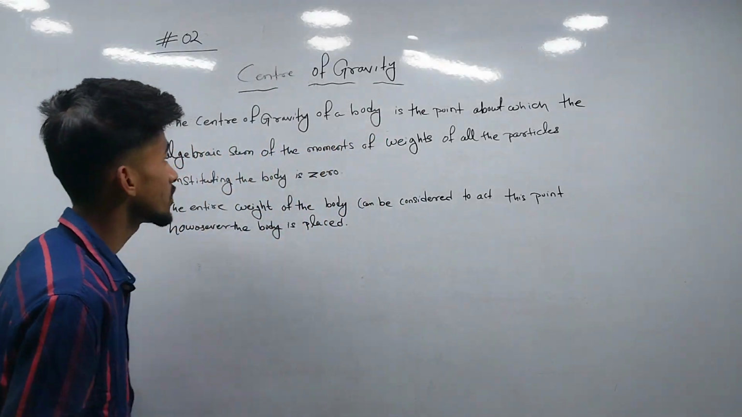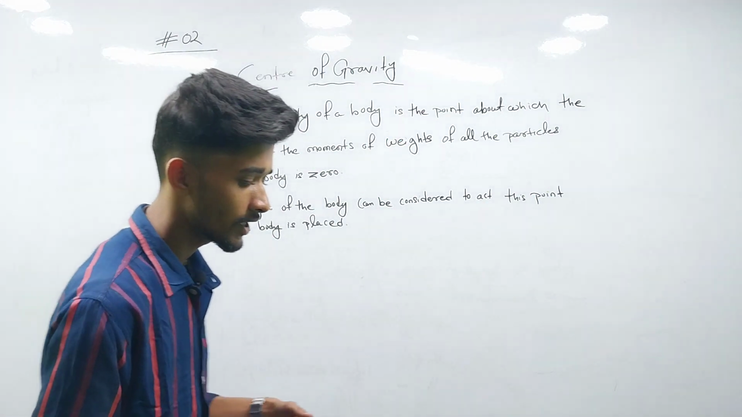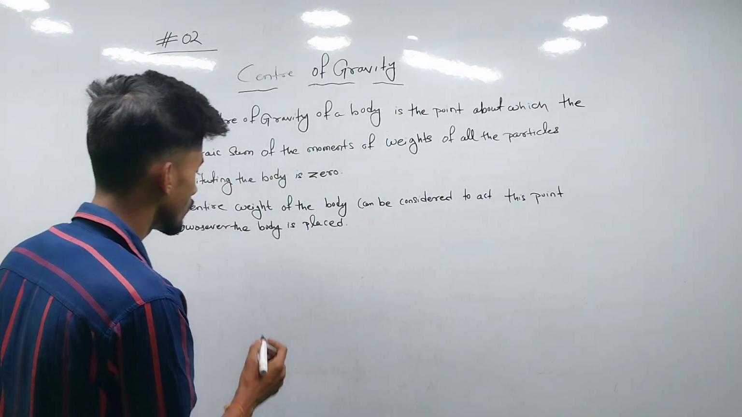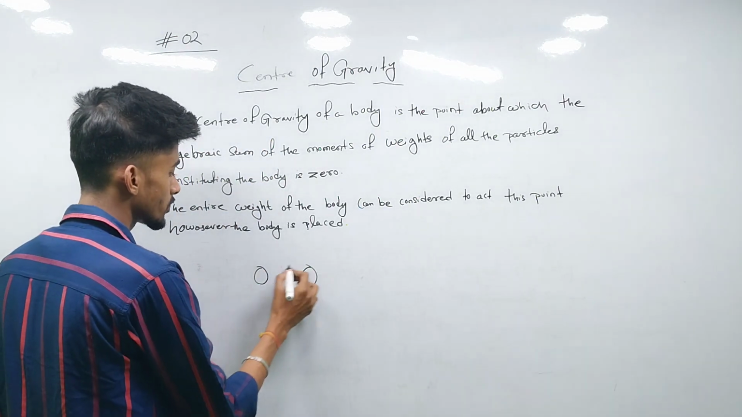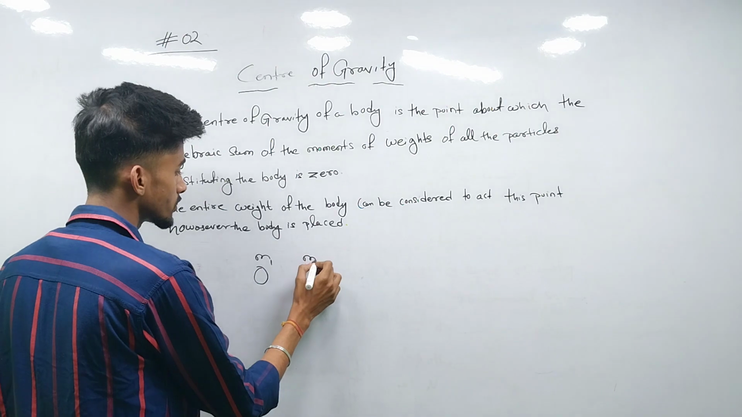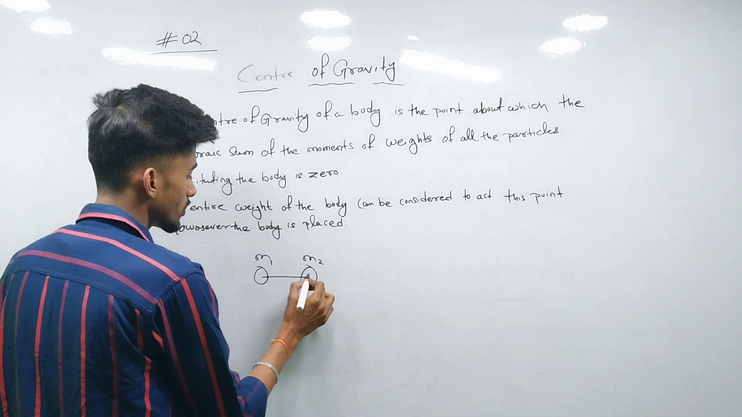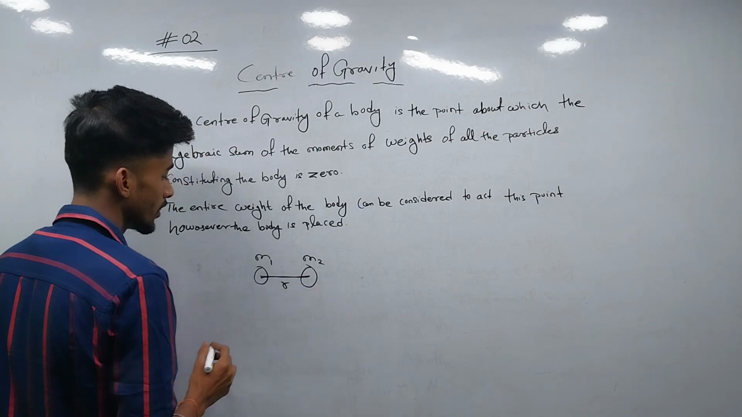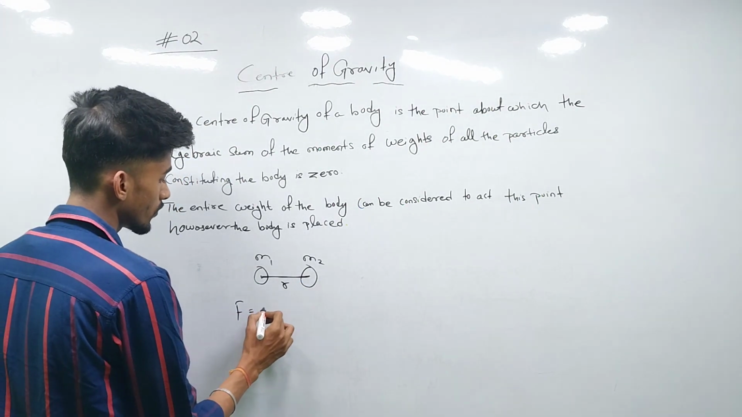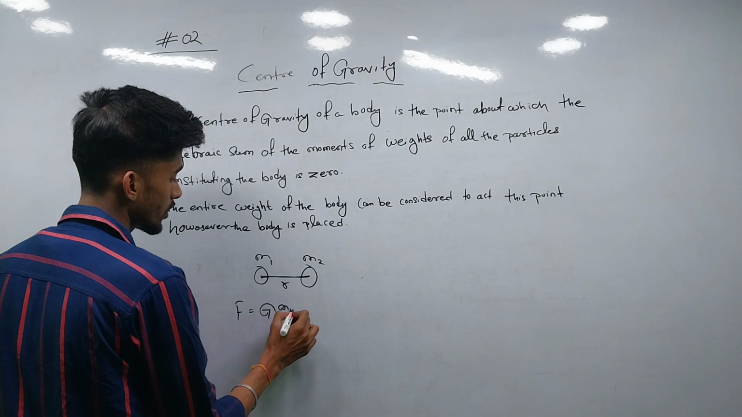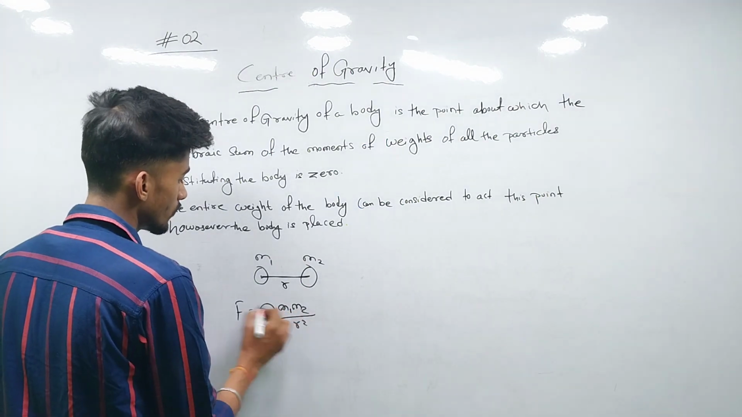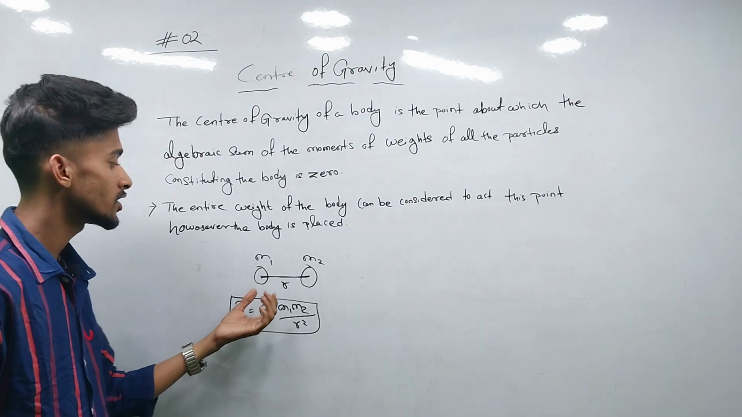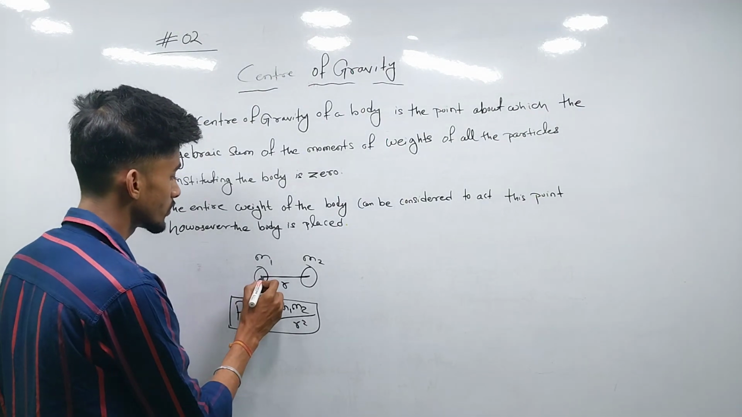Before going to the center of gravity, in class 9 we already studied the gravitational force. We know that whenever there are two objects having masses m1 and m2, they have an attractive force, and the distance between them is, let it be, r. The gravitational force will be F equals G m1 m2 by r square. But remember one thing: the gravitational force is a body-centric force, meaning it acts from the center.